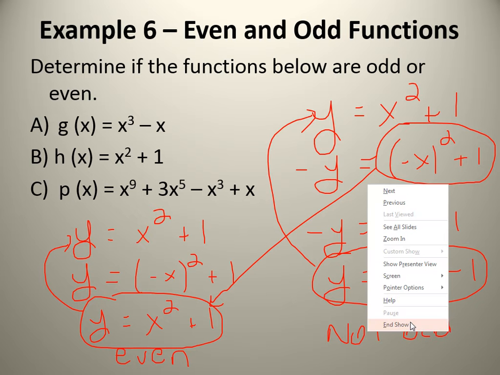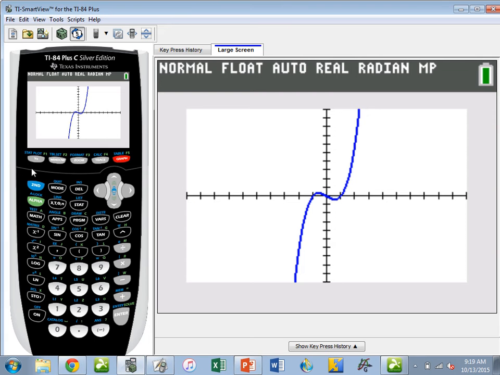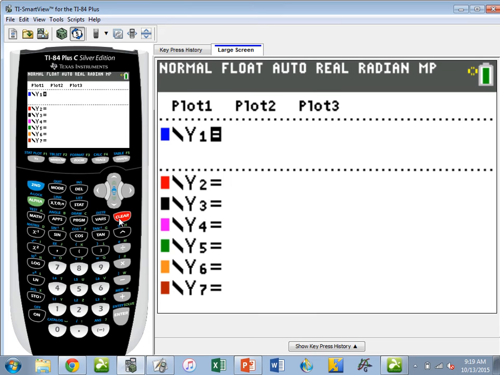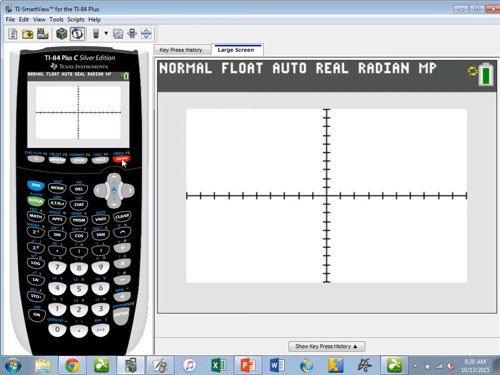Okay, so if I come back to my calculator again, and I go to y equals and put in x squared plus 1, and I just take a look at this graph here. So you get a U shape, which I think you can clearly see here is symmetric to the y-axis. This piece here is the same as this piece over here if I flipped it over the y-axis.